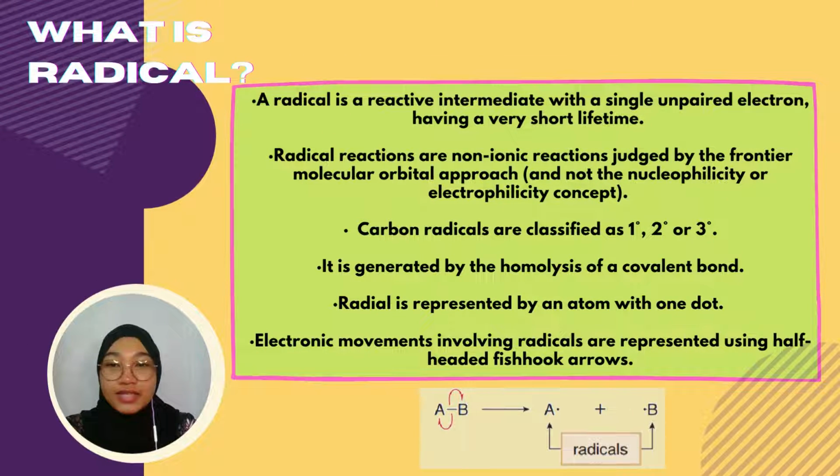What is a radical? A radical is a reactive intermediate with a single unpaired electron and a very short lifetime. Radical reactions are not ionic reactions, and are judged by the frontier molecular orbital approach rather than the nucleophilicity or electrophilicity concept. Carbon radicals are classified as 1, 2, or 3 degrees. They are generated by the homolysis of a covalent bond. A radical is represented by an atom with one dot. Electron movement involving radicals is represented using half-headed fishhook arrows.